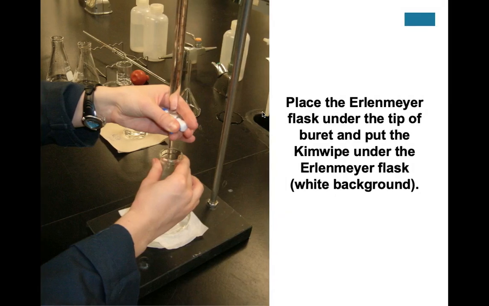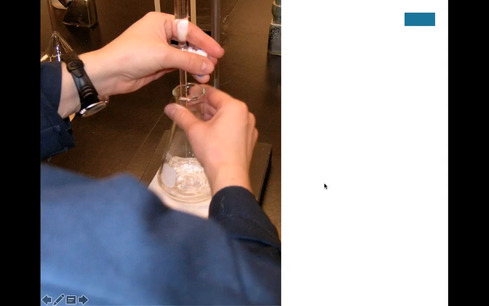Now we're going to go ahead and do the titration. So it's easier against the white background. So we put a little Kim wipe or a little piece of paper down here that's white because we want to see that faint pink. And then we keep on titrating. And as we're titrating, we want to swirl the flask to make sure that everything's mixed.